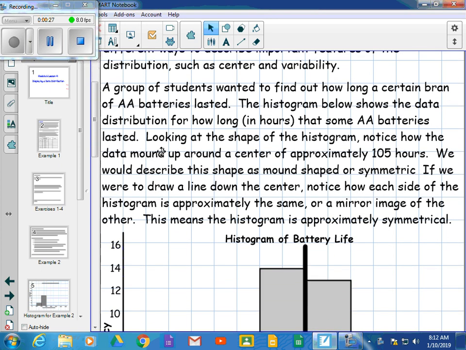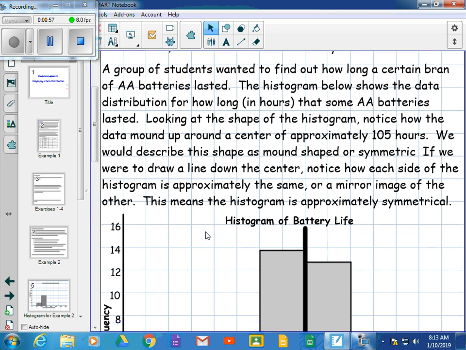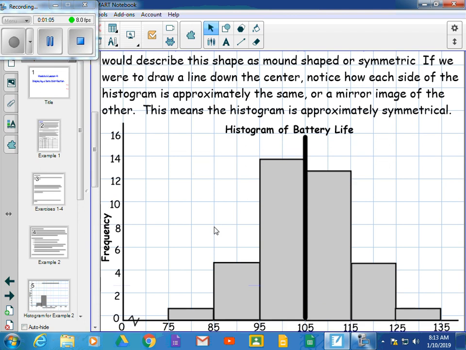A group of students wanted to find out how long a certain brand of AA batteries lasted. The histogram below shows the data distribution for how long in hours that some AA batteries lasted. Looking at the shape of the histogram, notice how the data mound around the center of approximately 105 hours. We would describe this shape as a mound shape or symmetric. If we were to draw a line down the center, notice how each side of the histogram is approximately the same or a mirror image of the other. This means the histogram is approximately symmetrical.